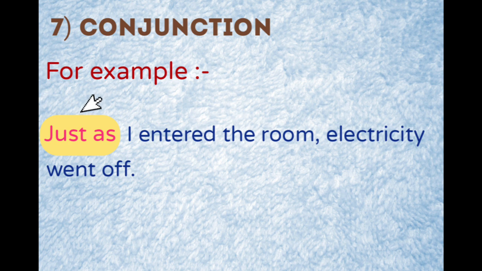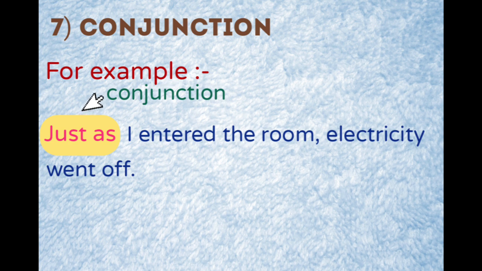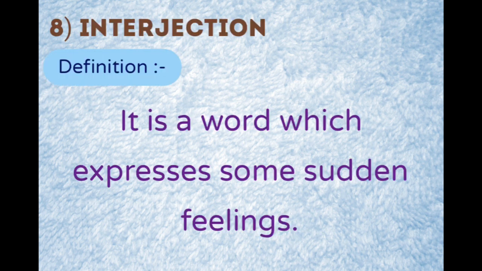Have a look at another example. Just as I entered the room, electricity went off. Here, just as is a conjunction which is used at the beginning of the sentence, and it is joining two sentences, that I entered the room and electricity went off. So this was regarding conjunction. Now let's study interjection, which is the last part of speech. An interjection is a word which expresses some sudden feeling.